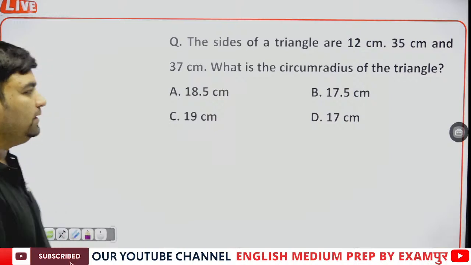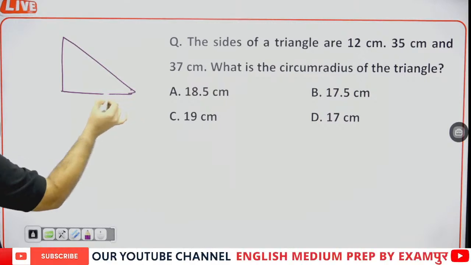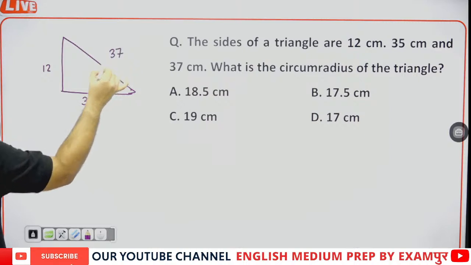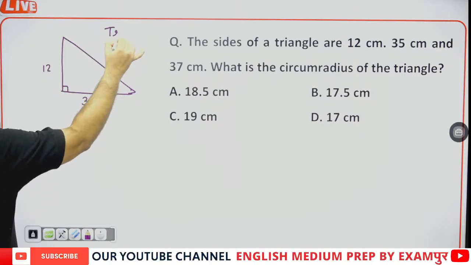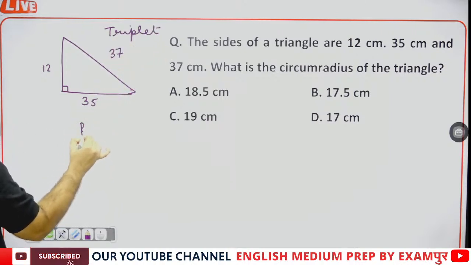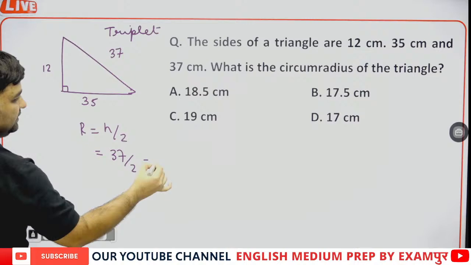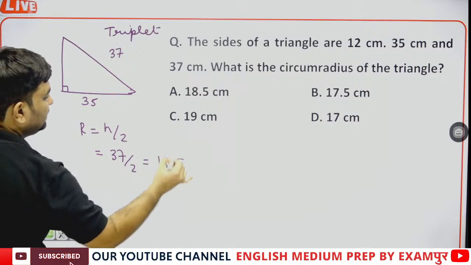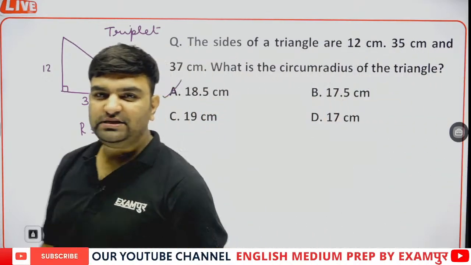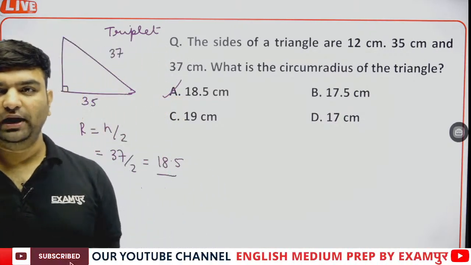Pretty easy. For a right angle triangle, circumradius is hypotenuse divided by 2. 12, 35, 37 is a right angle triangle by the knowledge of triplets. So the circumradius is 37 divided by 2, which is 18.5.